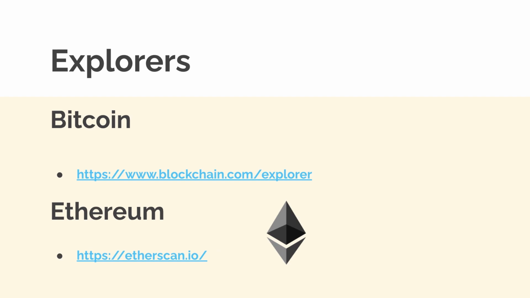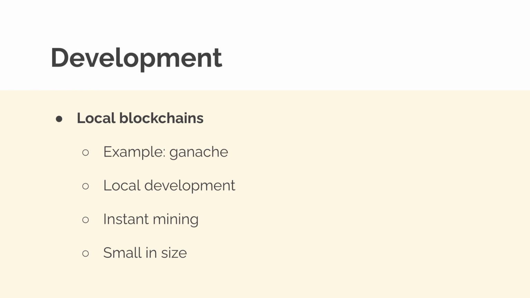There are many different explorers. For example, for Bitcoin, you can go to blockchain.com/explorer. For Ethereum, you can go to etherscan.io. There are many types of explorers for different currencies, cryptocurrencies.